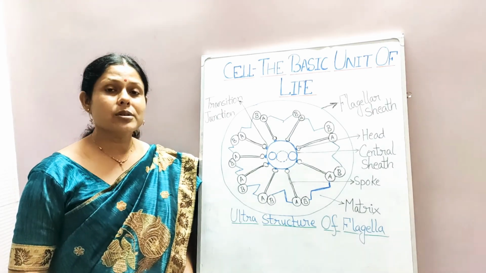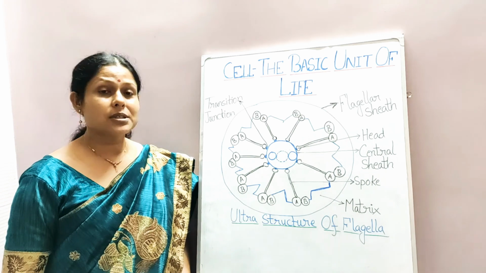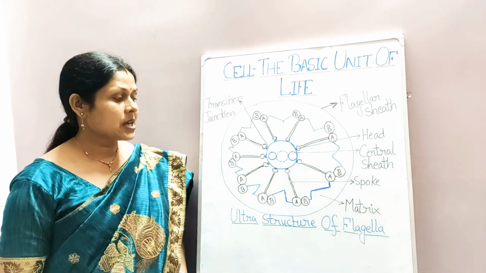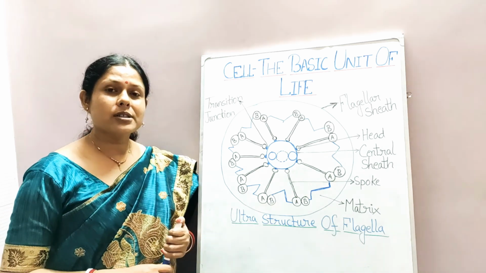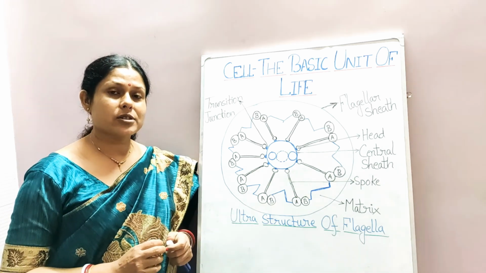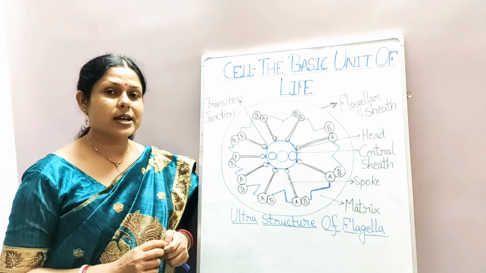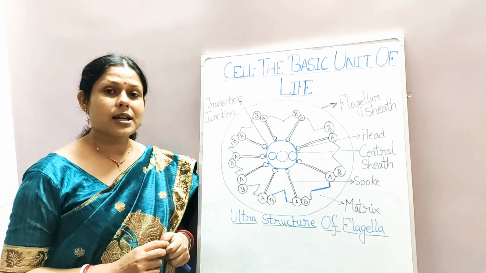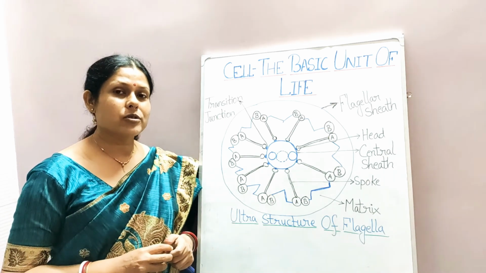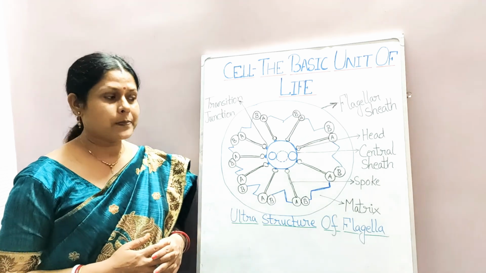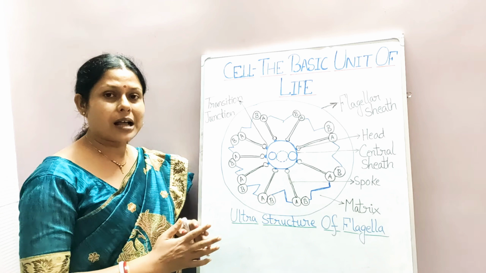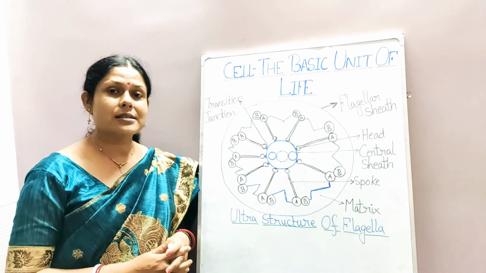Today we are going to read the next topic from the cell, the basic unit of life, that is about the locomotory organ. Now, in prokaryotic and eukaryotic organisms, the two common types of locomotory organs which are found are cilia and flagella. The basic ultrastructure of cilia and flagella is the same.